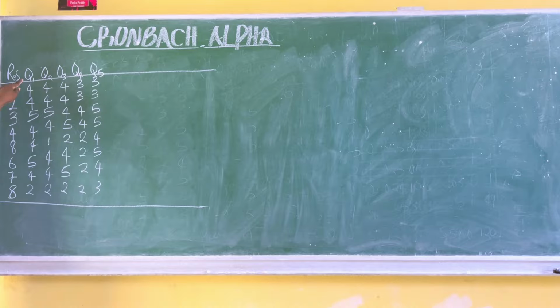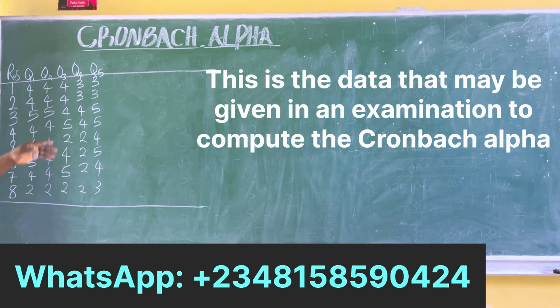So the first item was ambience. These are responses on ambience. The second item was on taste. These are responses on taste. The third was on hygiene. These are responses on hygiene. And then we have also price and the others. So if we have this as the responses, now we are expected to compute the Cronbach alpha.